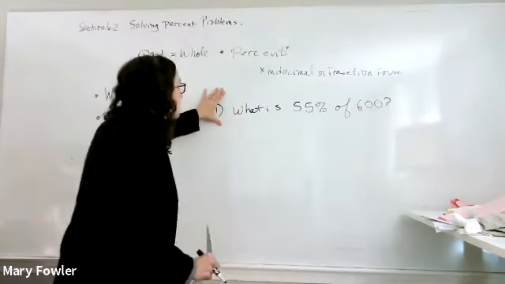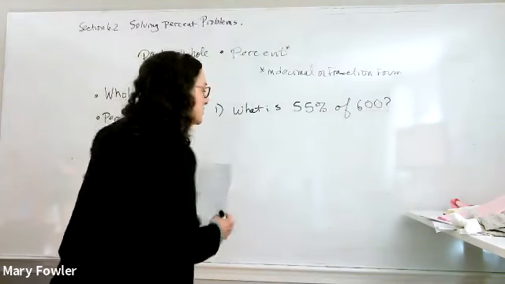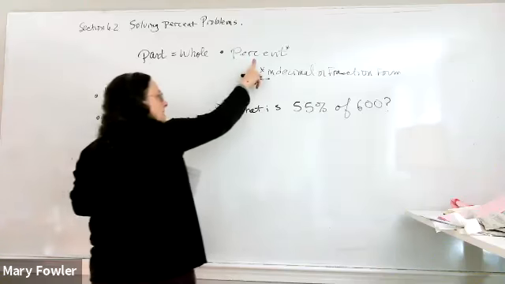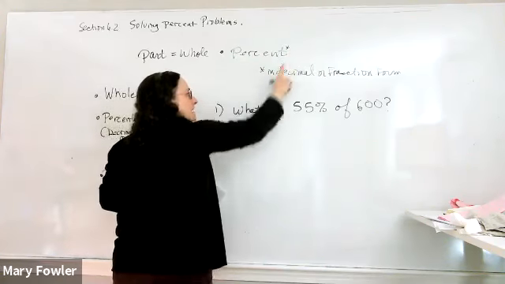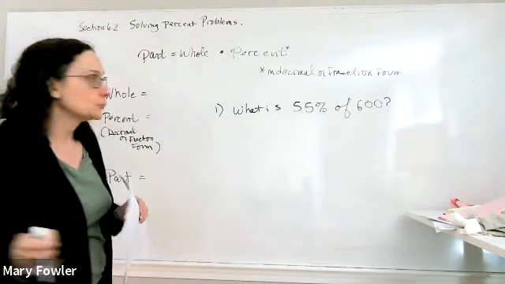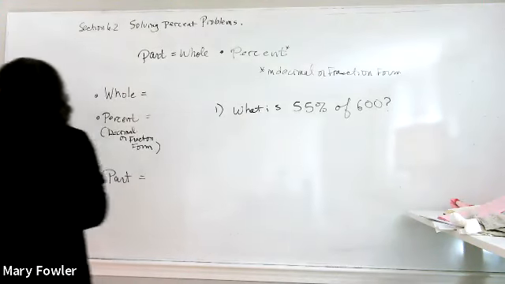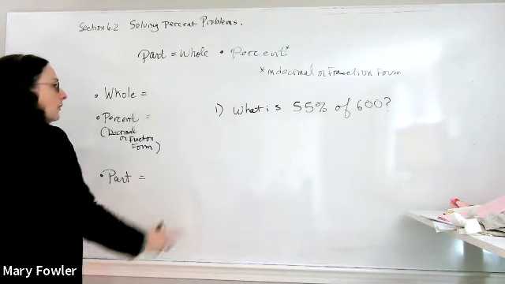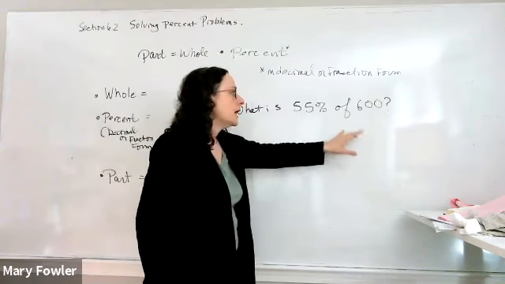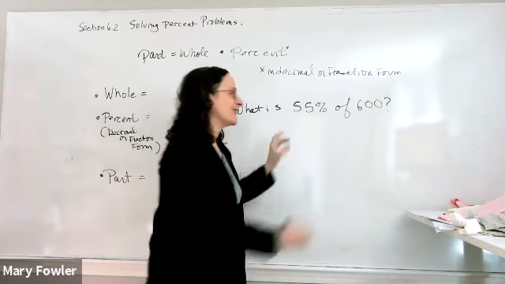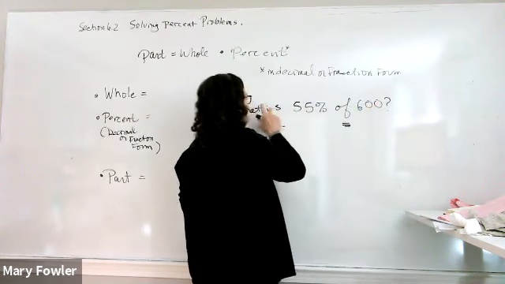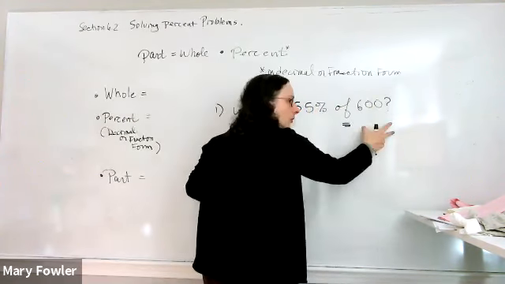So what we have here is what we call the percent equation. Part equals whole times percent. And when I write the percent, I wanted to express it either as a decimal or a fraction. Okay, so I look at my problem statement. What is 55% of 600? Usually this word of, it's of the whole. So we're looking for 55% of the whole.